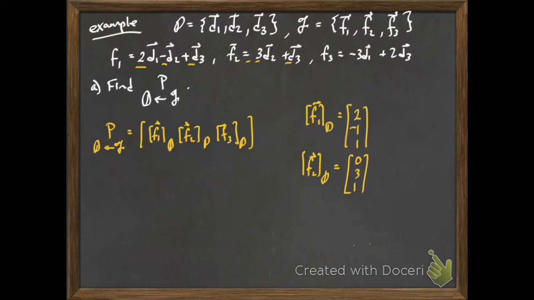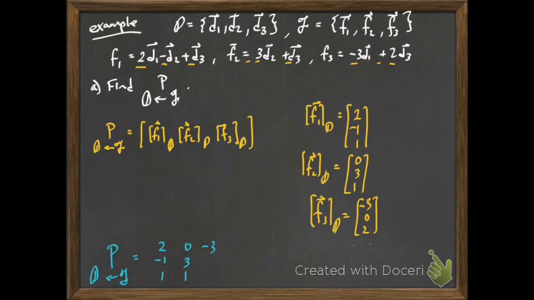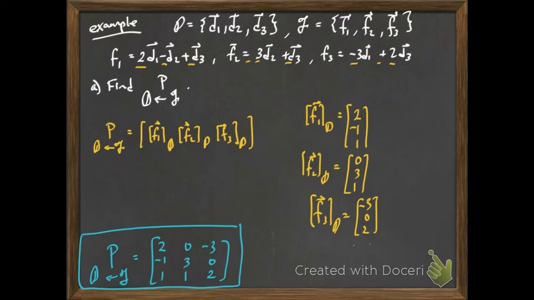I do the same thing for F2, and I need 0 times D1, so that's the coefficient 0 here, and then plus 3 times D2 plus 1 times D3, so that's a 0, 3, 1. And finally, for F3, I need negative 3 times D1, plus 0 times D2, plus 2 times D3, so that's a minus 3, 0, 2. Which tells me the change of coordinates matrix is this matrix shown here.